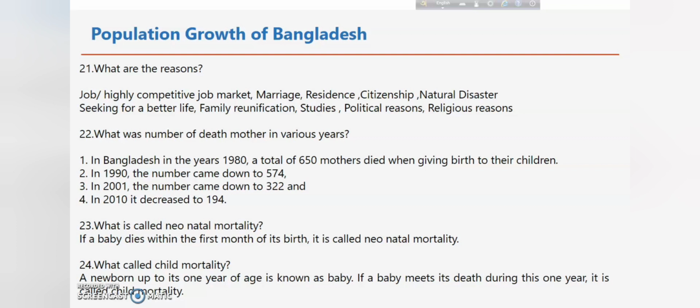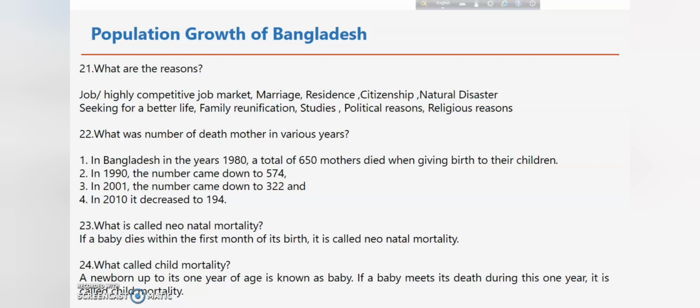Now tell me, what was the number of maternal deaths in various years? You can add here, in 1980 around 650 mothers died, whereas in 1990 the number came down to 574, and in 2001 the number came down to 322, and in 2010 it decreased to 194. That means the death number is decreasing day by day.